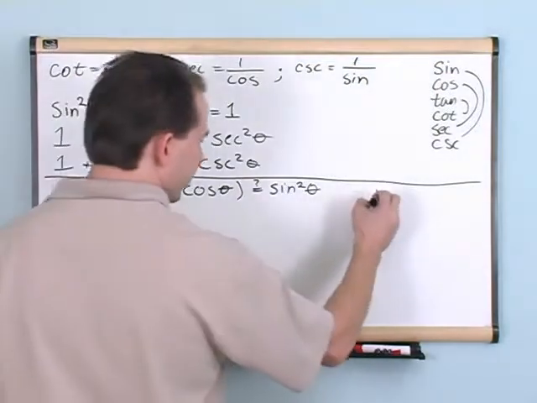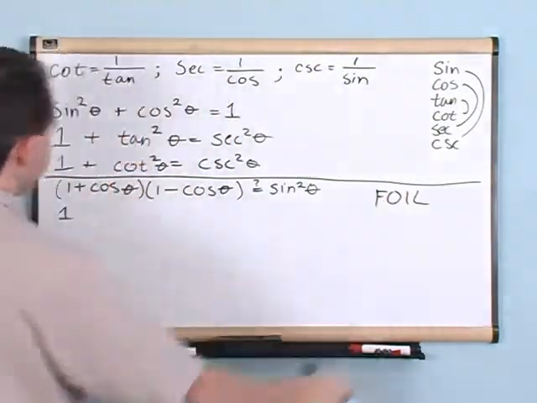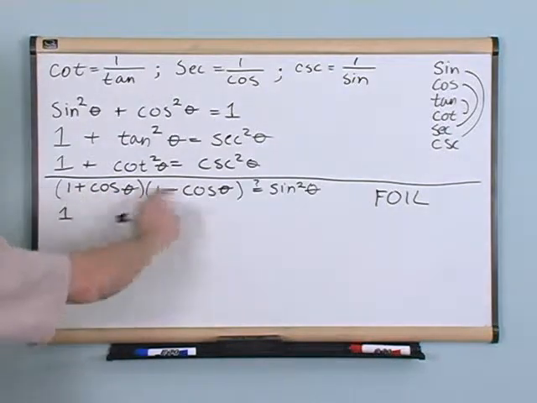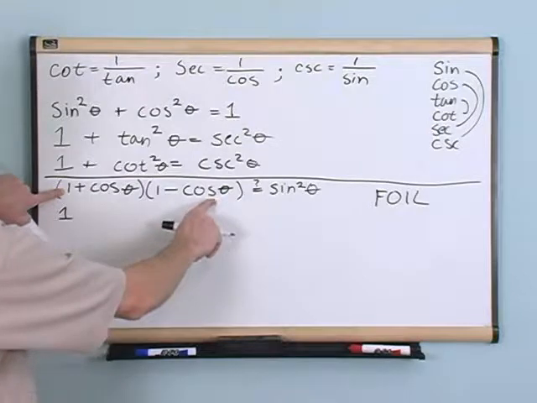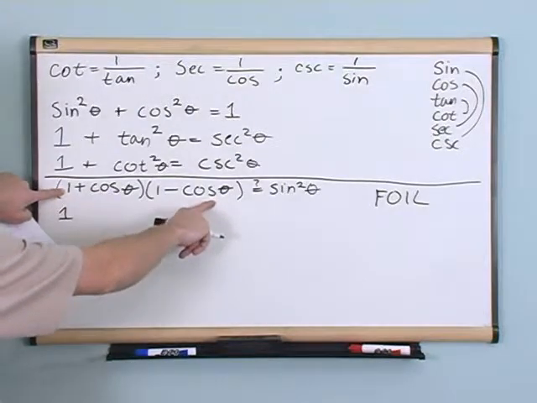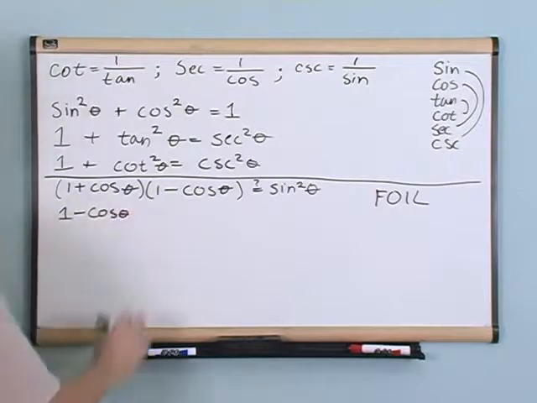And for those of you that may not remember, I'm going to multiply the first, the outside, the inside, and then the last terms. I'm going to add them all up. That's how you multiply terms like this. The outside term times the outside term is 1 times a negative cosine theta, which is just going to give me a negative cosine theta.